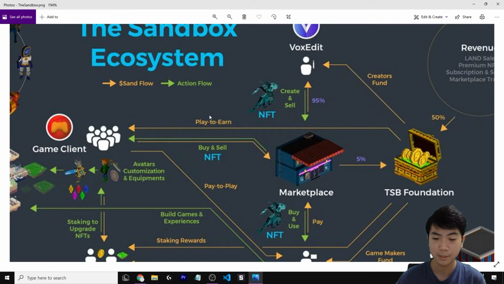However, the concept behind this is not so open yet. There will be more information coming in the future, but currently it is the concept that the more you play, the more you earn. Once they did that, they can also buy and sell NFTs just like the Voxel Editor, but instead of creating it, they can buy it and sell it again. And yeah, that is the game client.